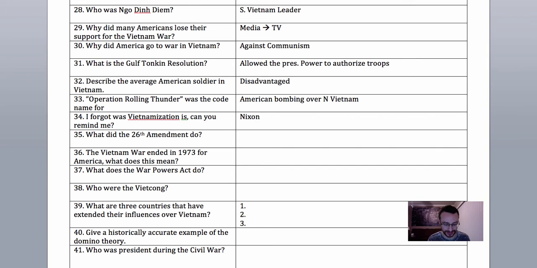Vietnamization is Nixon's plan to end the war, and he's going to do this gradually. It's all about doing it gradually. He doesn't want to come out all at once. Gradually withdraw troops.